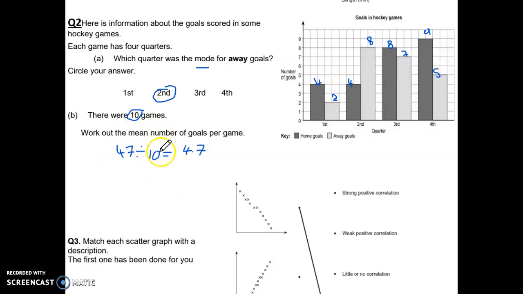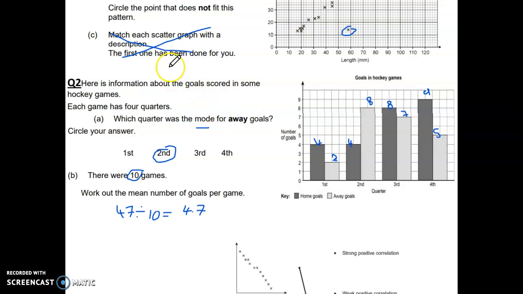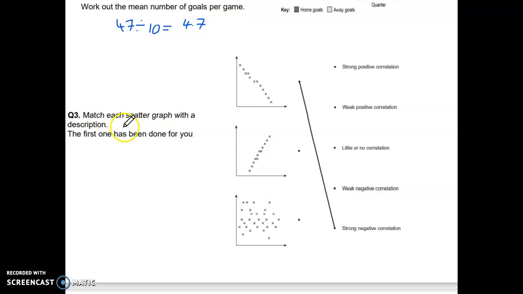So your mean is where you add up all your values. In that case, it's all the goals that have been scored all together, and then divide by the number of games that they had. So this was the question from earlier, and I moved it down here to get a bit more space. It says, can you match each scatter with a description?